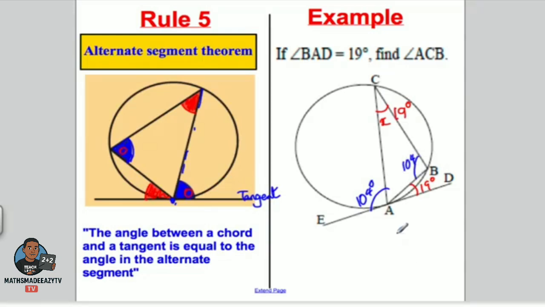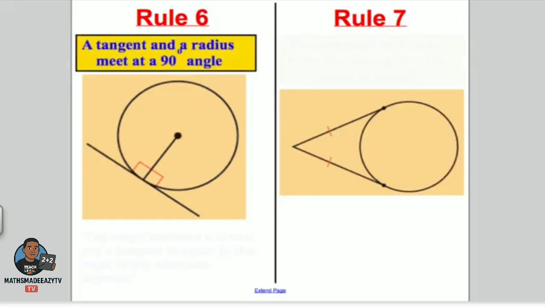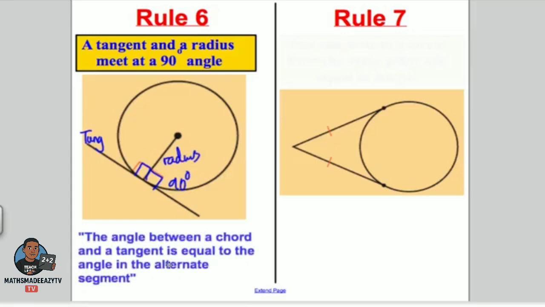Finally, we have rule number 6 and 7, and we are going to do this all in one, and we have a couple of examples. So here's the picture for each of the rules. Rule 6 tells us when a tangent, a line that touches the circle, meets a radius, they always meet at 90 degrees. They always make a 90-degree angle.